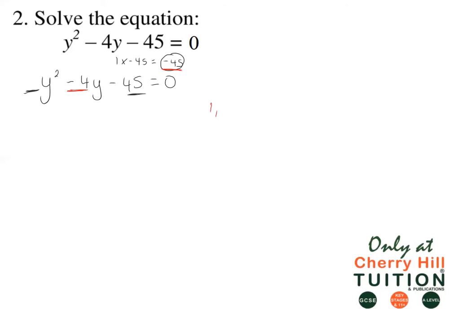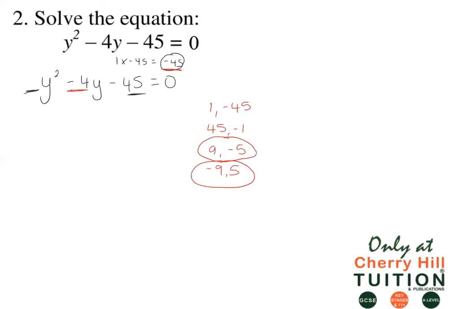So we have 1 and minus 45. We have 45 and minus 1. We have 9 and minus 5. We have minus 9 and 5. Out of these pairs, the only pairs that could add to give us minus 4 are these two.